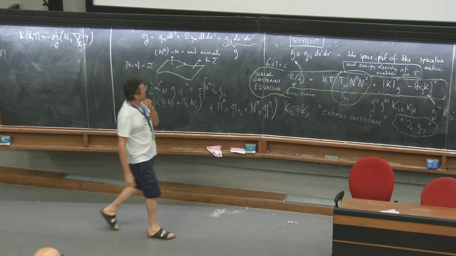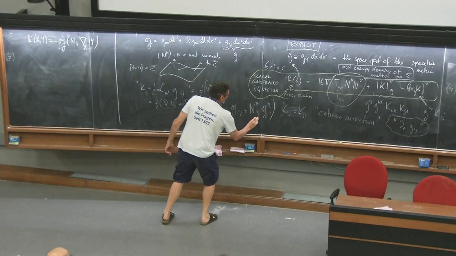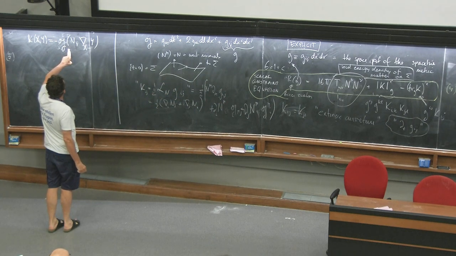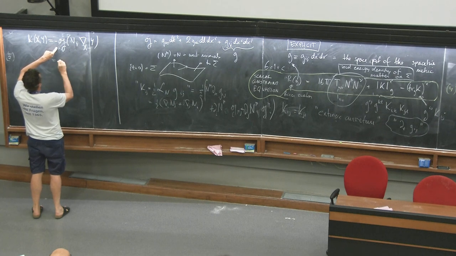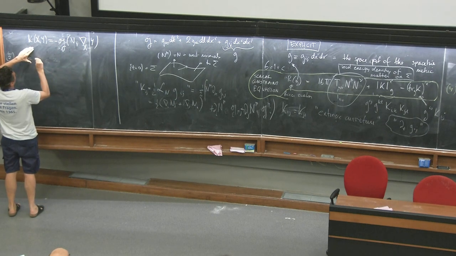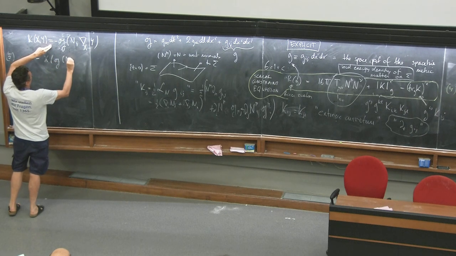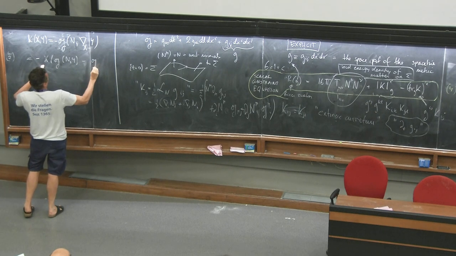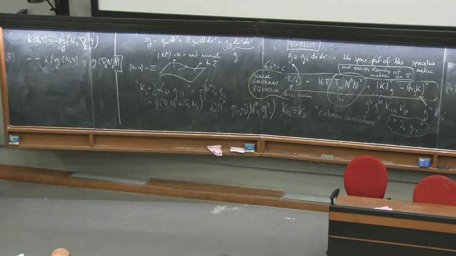Yes? Here, this comma means this. Okay, that's what you meant? Right, so if you want to write it like that, okay, I didn't want to do this, but let me do this. So this is the same as minus x of g of n, y, plus, let's see, or minus g of d_x n, y. So do I have the signs right now? It's complicated because of this minus, right?